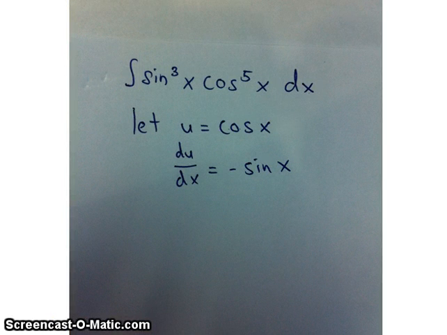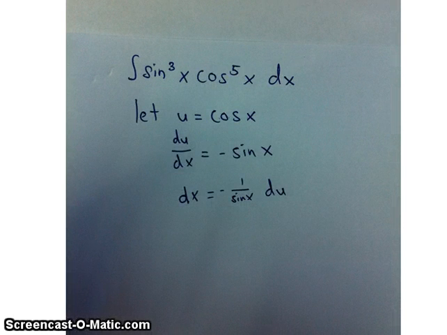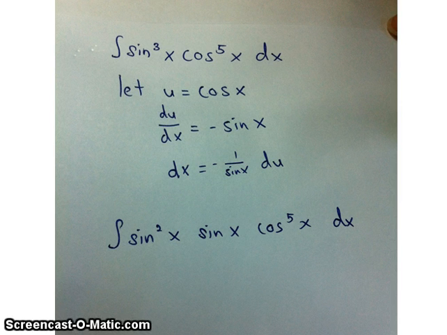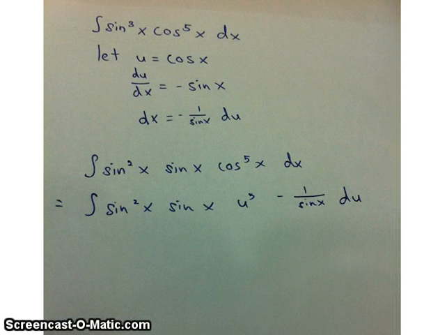After that, we differentiate u, which is equals to cosine x, and it will become du over dx equals negative sine x. Therefore, we can find dx, so it will be equal negative 1 over sine x times du. Also, we need to split cubic sine x, so it will become sine square x times sine x times cosine powered by 5x times dx. And then we substitute cosine and dx by u and negative 1 over sine x times du.